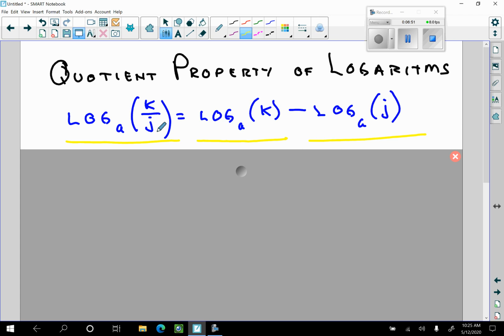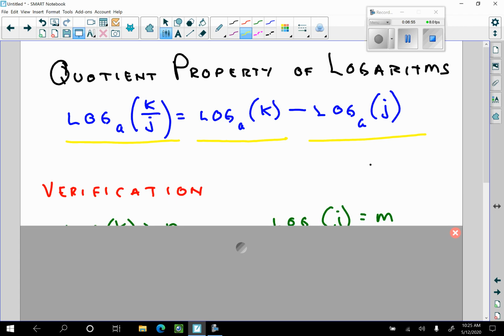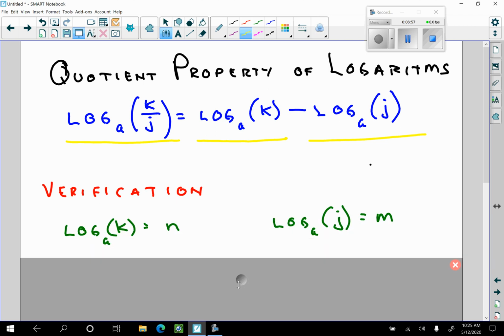Again, this is a very important property. What do you think we're going to do? You betcha. We're going to let log base a of k equal n. So we're going to let this guy right here be n, and we're going to let this guy right here be m. So log base a of k is n. We're going to let log base a of j be m.